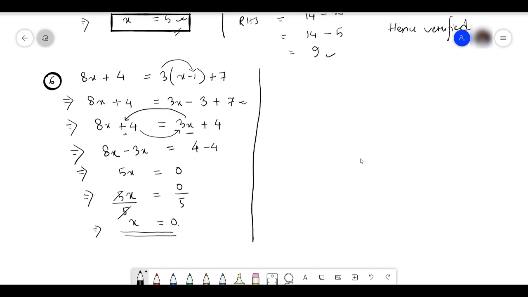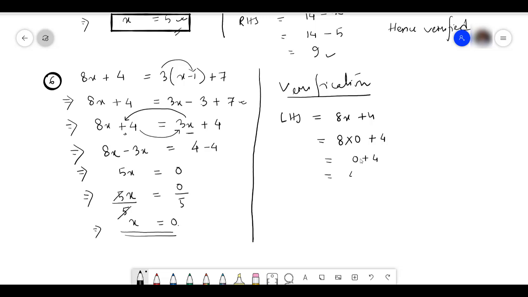While doing the verification part, let's start with the LHS. LHS equals to 8x plus 4. In place of x, you will be putting 0, plus 4. Result will come as 0 plus 4. Answer will be 4. While on the right hand side, the same thing should be carried out.